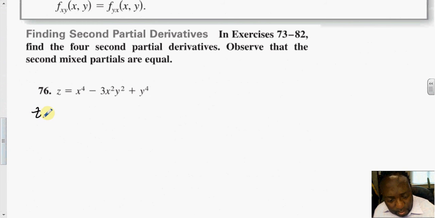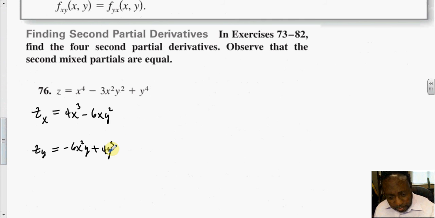So the partial of z first with respect to x. So this is 4x to the third minus 6x y squared. Now we find the partial of z with respect to y. And so this is negative 6x squared times y plus 4y to the third. Now from these two we find the 4 second partial derivatives.